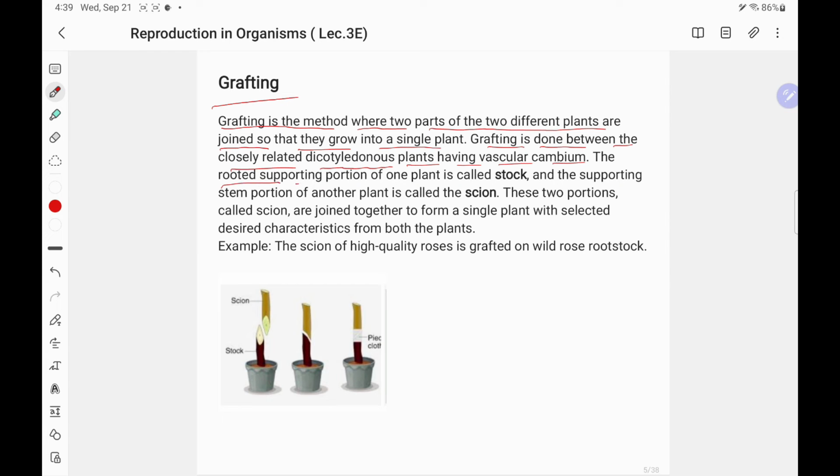The rooted supporting portion of one plant is called the stock, and the other plant's stem portion is called the scion. These two portions are joined together to form a single plant with the selected desired characteristics from both plants. Here the scion of a high quality rose is grafted on wild rose root stock.